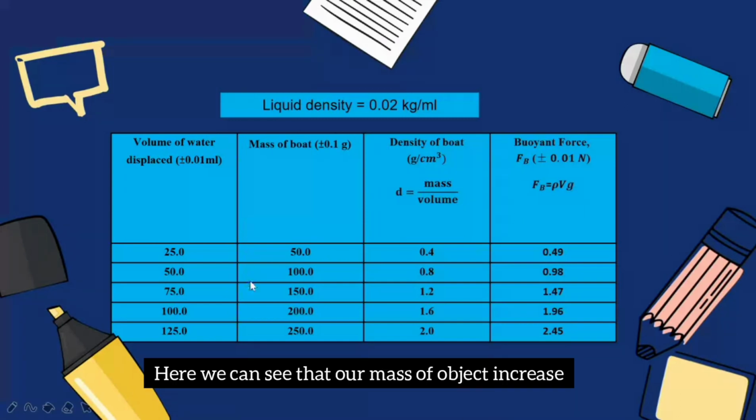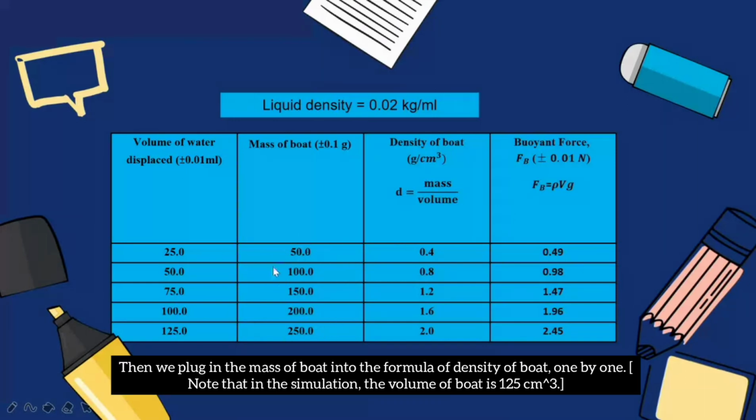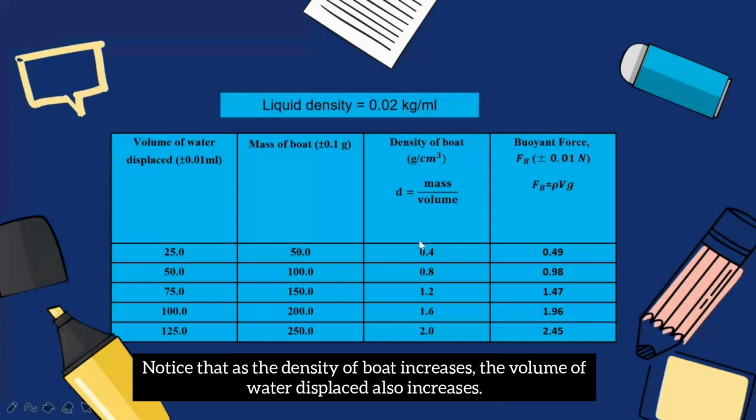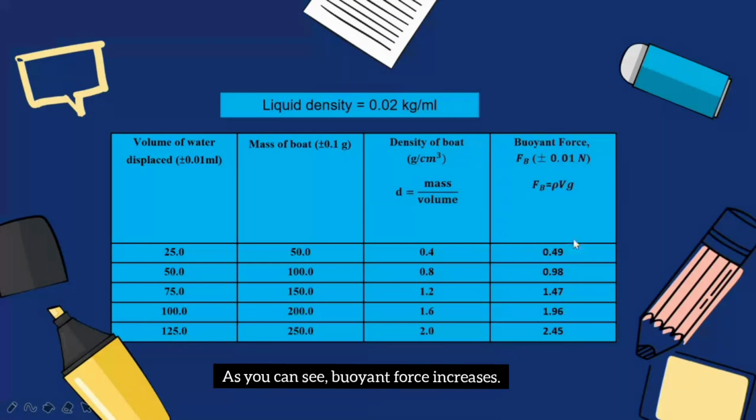So here you can see that our mass of object is increased. Then we put this mass of object into the formula to get the density of the boat, and we will see that the density of the boat also increased. Then, the increase in density of the boat also increases the volume of water displaced. As you can see here, the data also increased. Then, the last part is we use all this data in this formula to get the buoyancy force. As you can see here, the data increased.